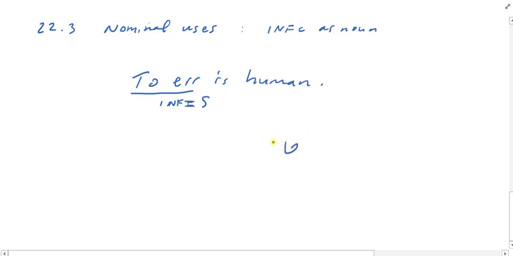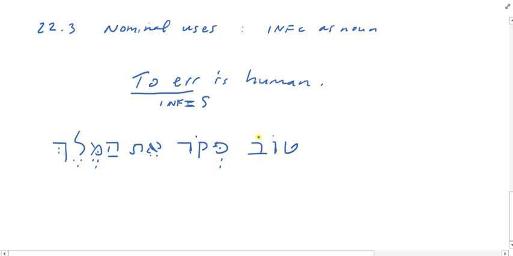Let's say we have something like Tov Pakod et Hamelech. Okay, what does Pakod et Hamelech mean? Okay. Yeah, you've given me the whole thing. So you're ahead of the game here. But look, I have just this part, okay?